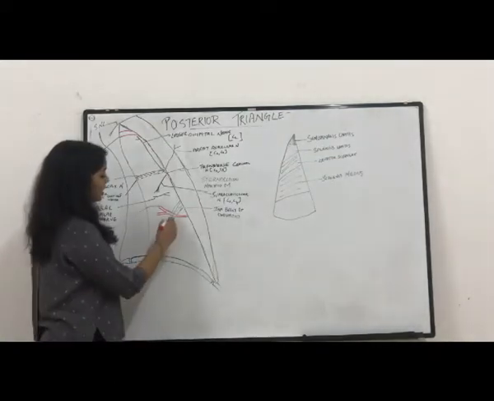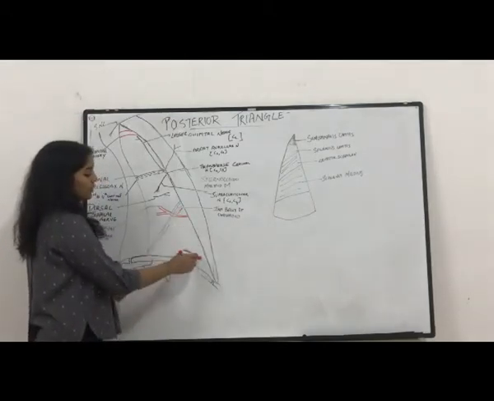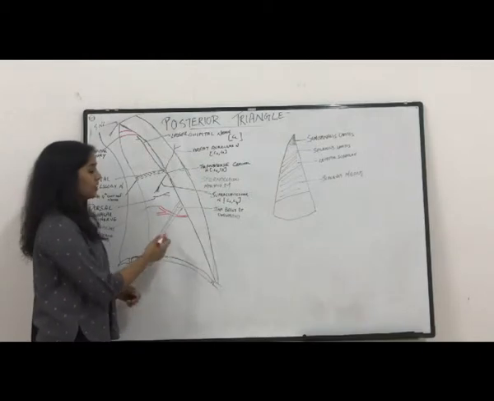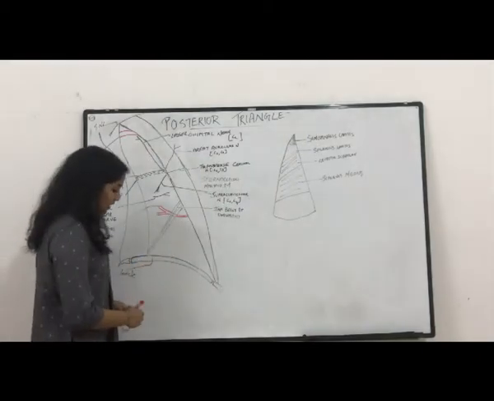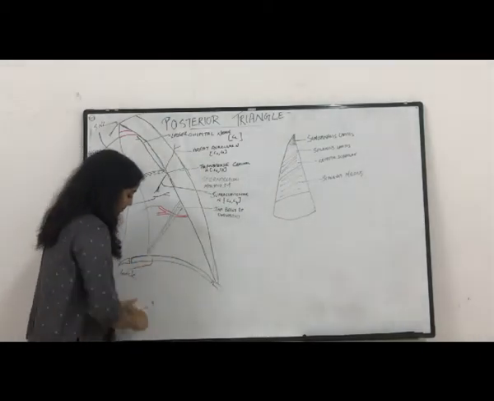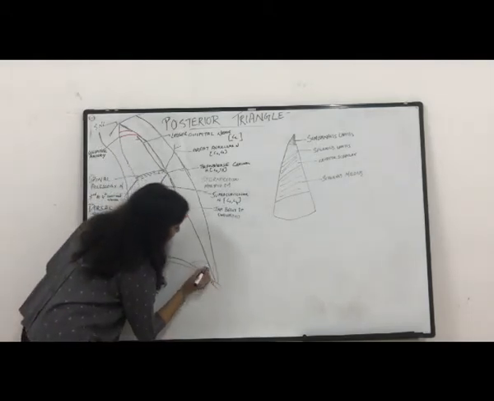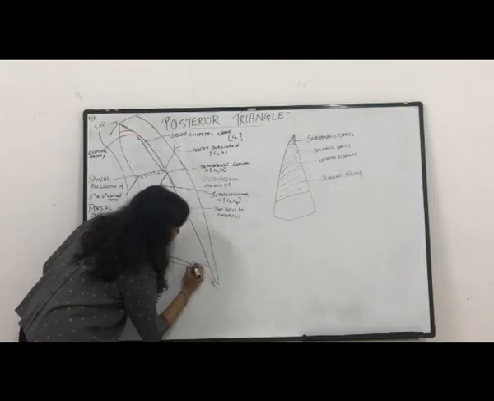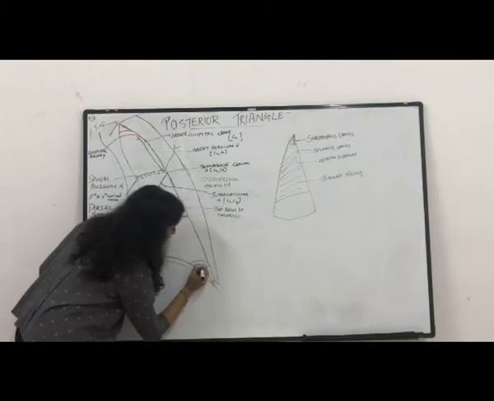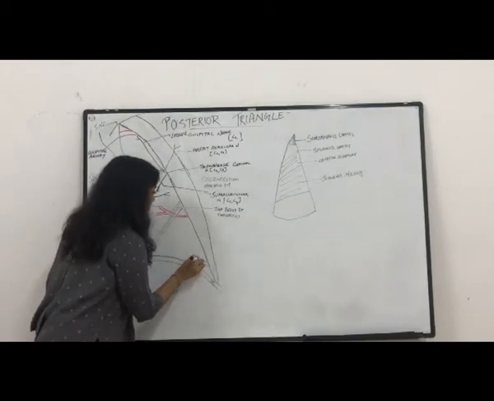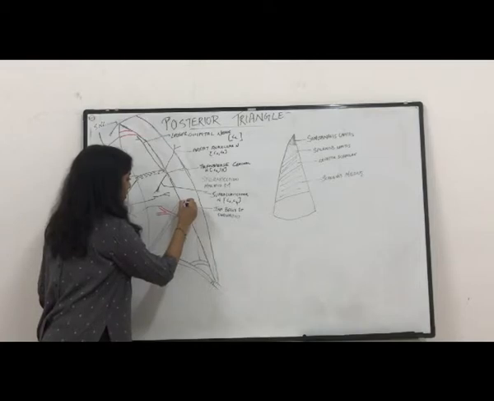Now we will see the contents of the smaller lower part, that is the subclavian triangle or the supraclavicular triangle. So starting with the subclavian vein, which is present at the bottom, which gives the external jugular vein.